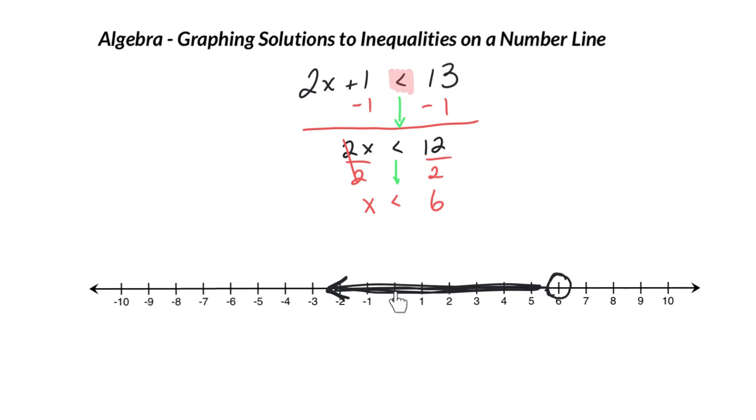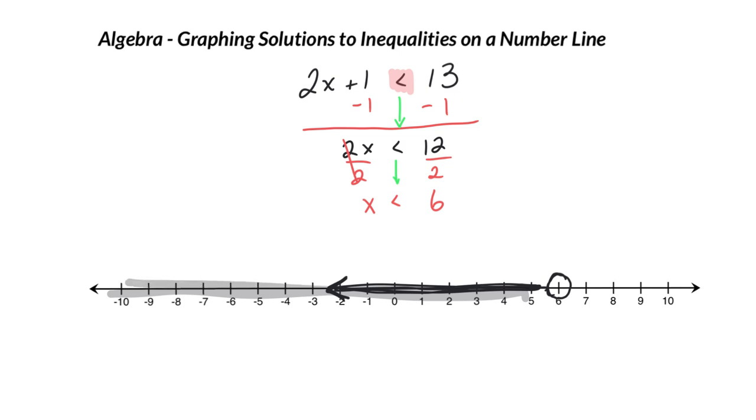So let's say you plugged in 0. 2 times 0 plus 1 is 1, and that's less than 13. If you plugged in negative 5, 2 times negative 5 is negative 10, plus 1 is negative 9. That's less than 13. So it is all of the answers down in here.